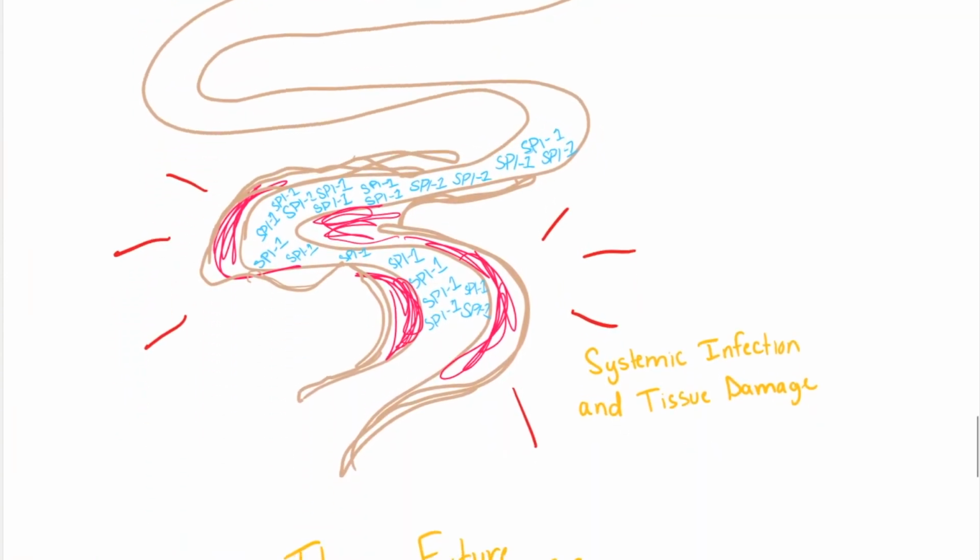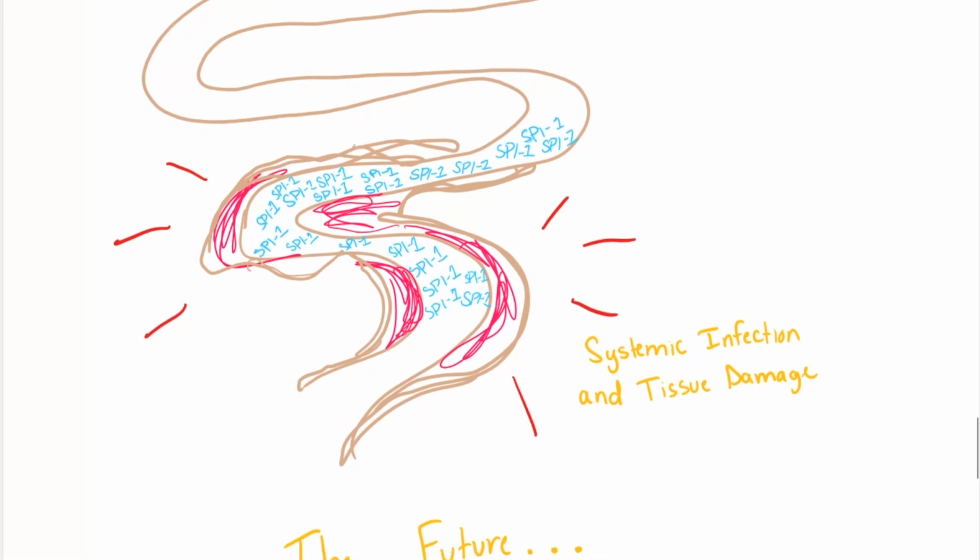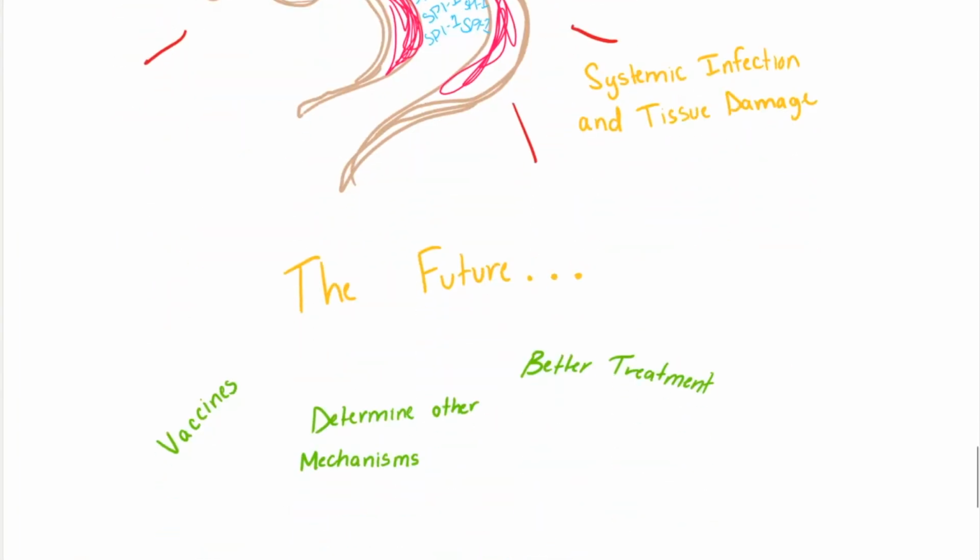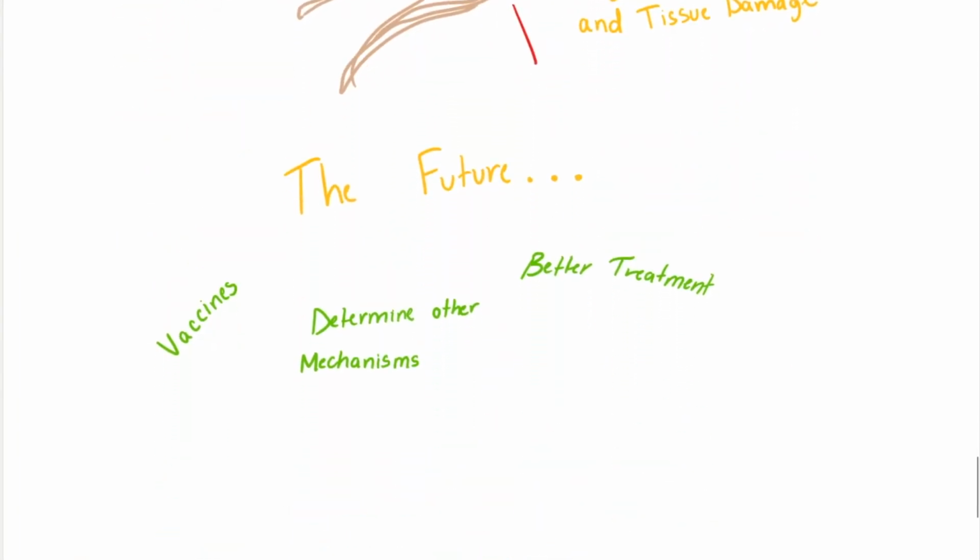Our understanding of how mutations may alter the severity of disease depends on our understanding of the mechanism behind the pathogenesis. With this knowledge of how typhoid fever progresses, scientists in the future can develop new vaccines, better treatment, and determine other mechanisms of bacteria. Overall, this study reminds us that pathogens can wreak havoc by using our normal cell functions against us.